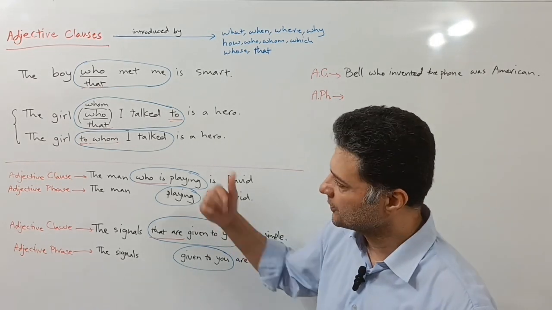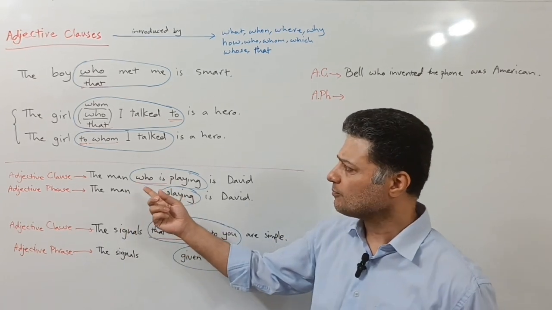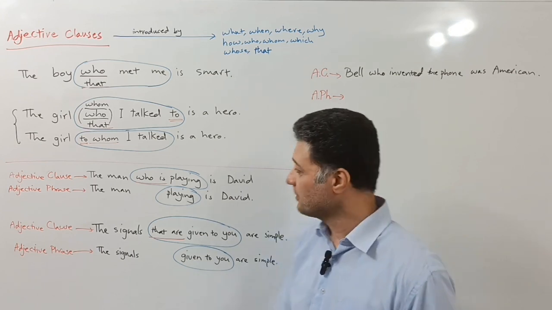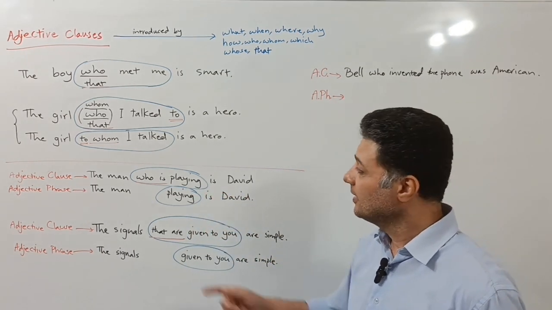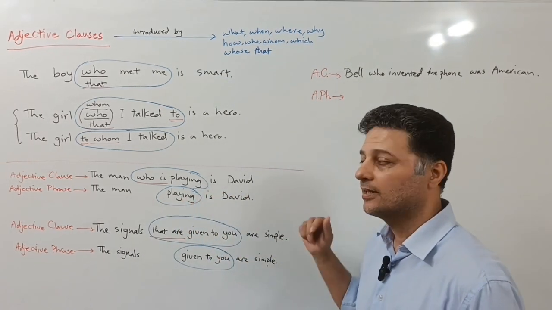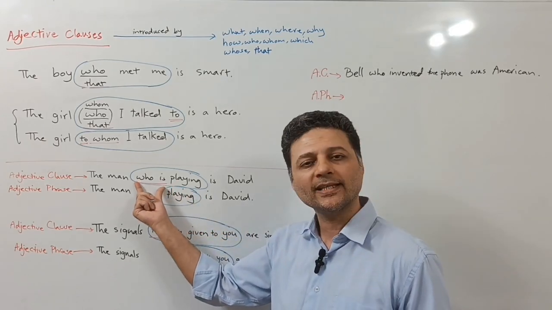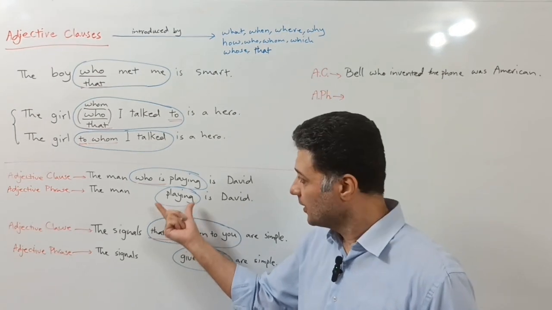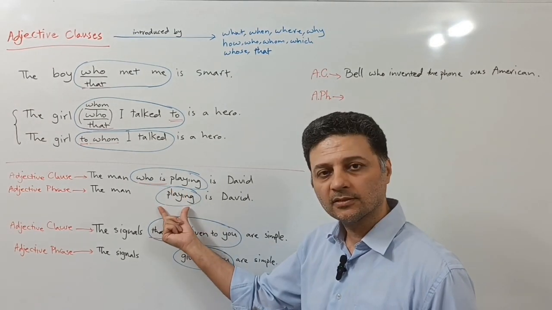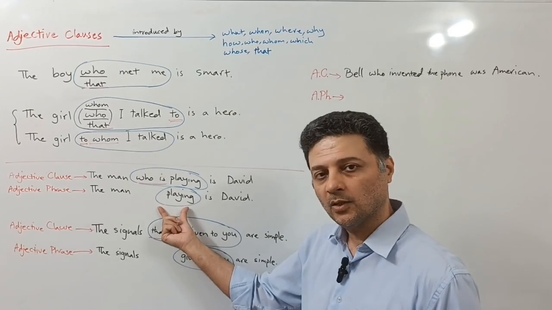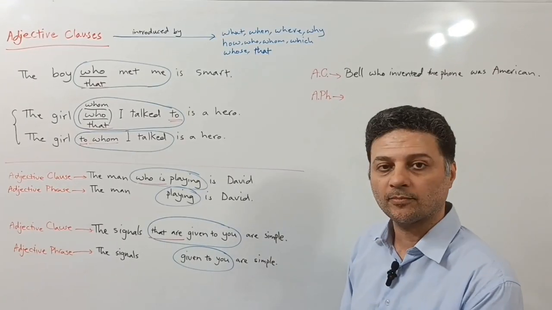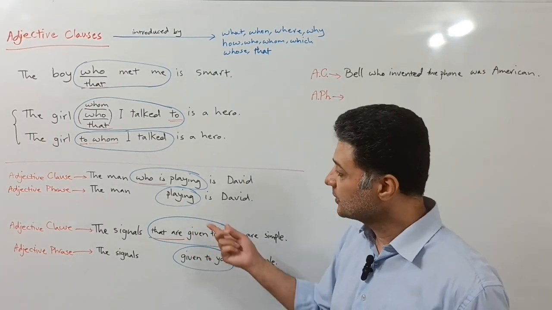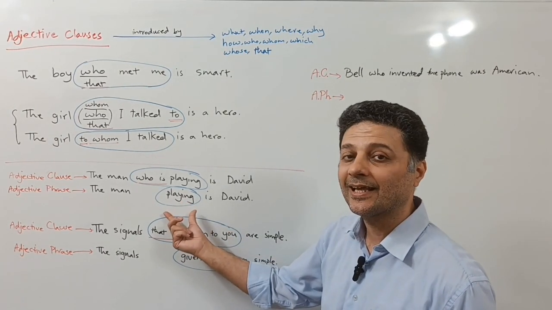All right? Like, for example, this example. The man who's playing is David Beckham, right? The man who's playing is David. Or the man playing is David. You can omit who and is to make an adjective phrase, all right? Here, an adjective clause. Here, an adjective phrase, okay? It doesn't actually comprise a subject and a verb. It's just a verb, right? So we call this a phrase, not a clause.